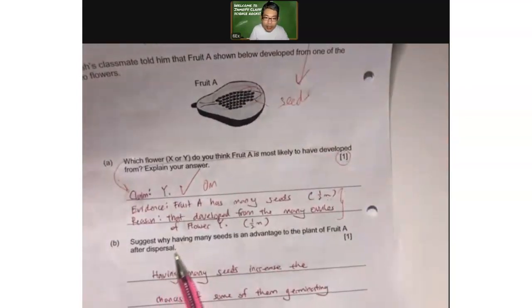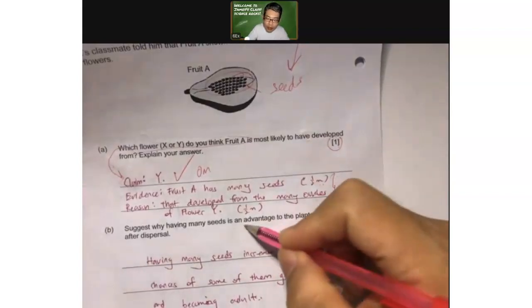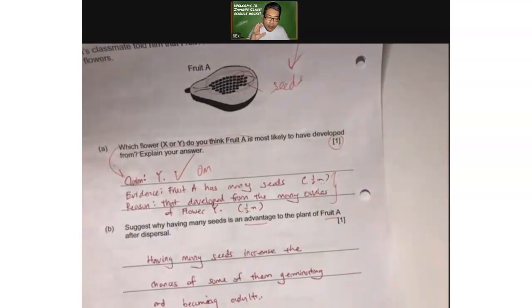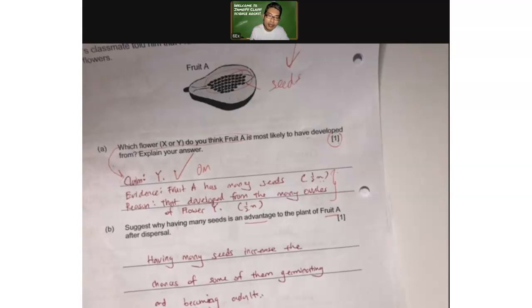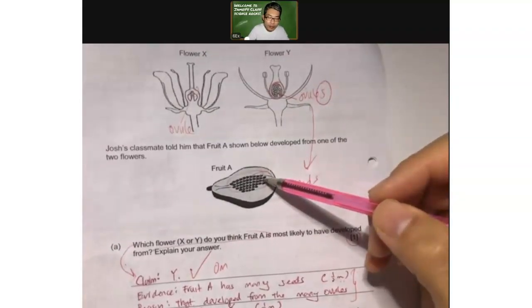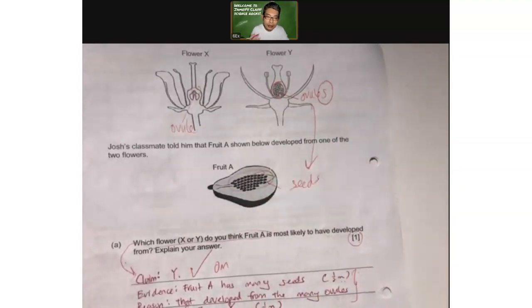Next one, suggest why having many seeds is an advantage to the plant of fruit A after dispersal. Advantage means it's a good thing to the plant. So what's the advantage after dispersal? Remember, plants want to disperse their seeds because they want the seeds to germinate and grow into adult plants. If there's just one seed and the seed is damaged or chewed up by the animal, or thrown into a place where it cannot grow, like water, if you throw a mango seed in water, the seed will just rot, it won't grow. Then of course, it defeats the purpose of trying to reproduce and not go extinct.